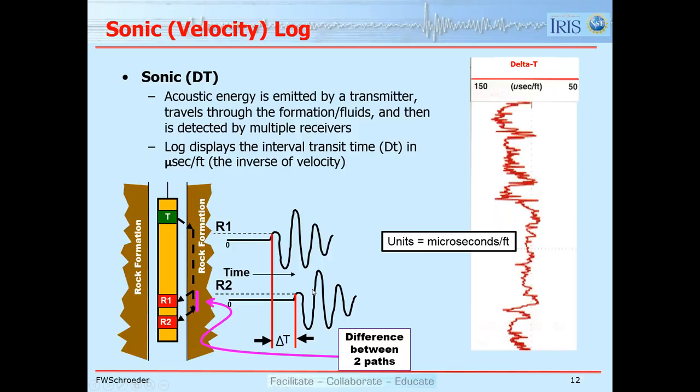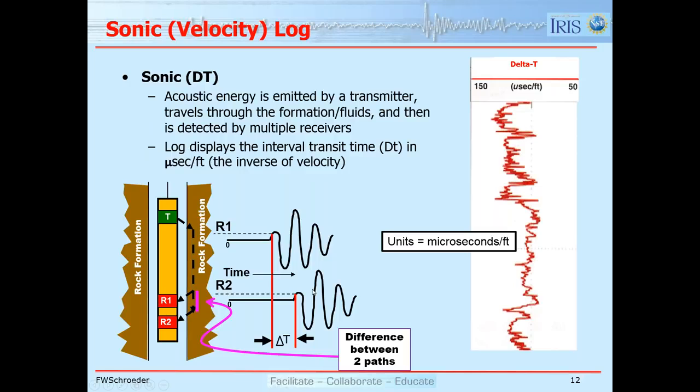Can a low resistivity also mean that you have a high porosity? A low resistivity. Yes, I believe that is right. Yeah, I'd agree with that.